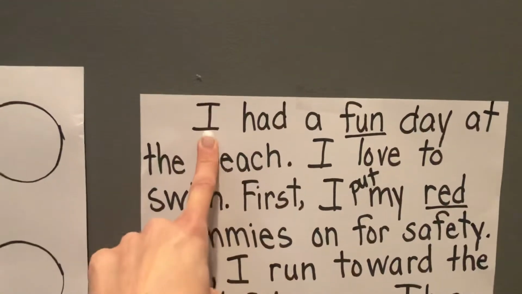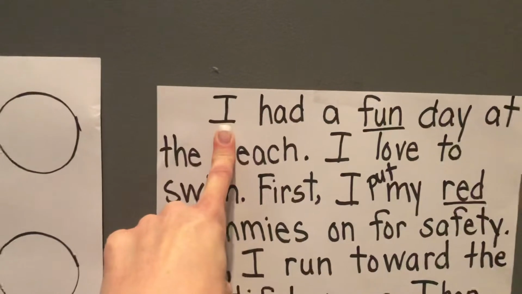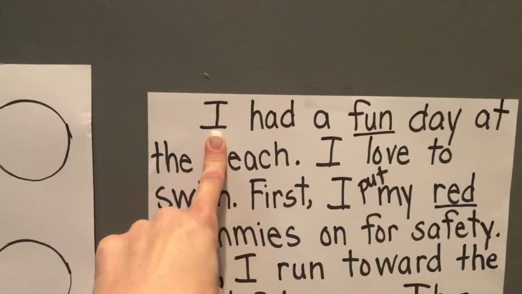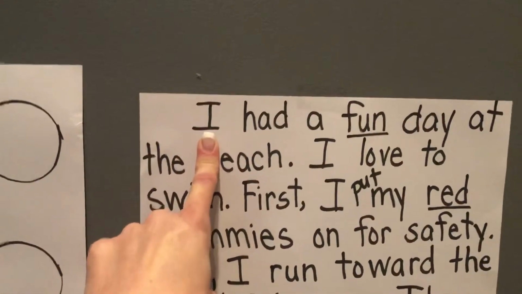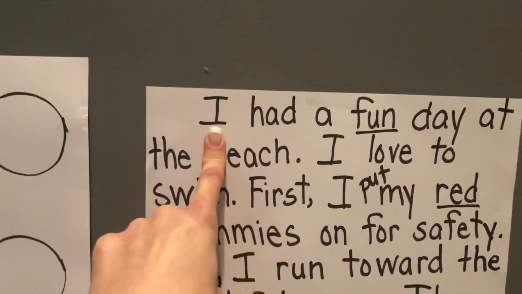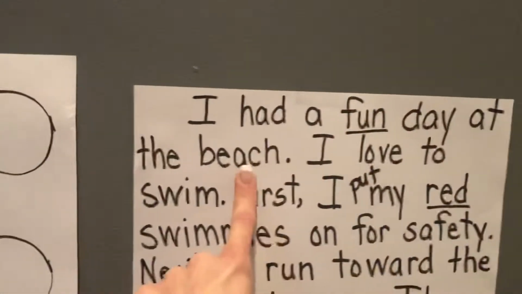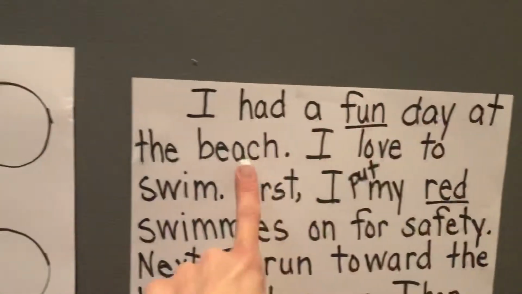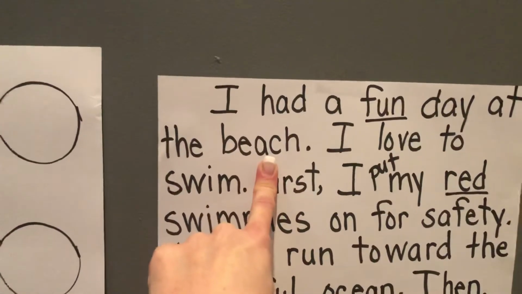So the subject is who or what the sentence is about. And when you refer to yourself, when you're writing, you write I, okay? Then what did I do? It's the action, which is the predicate. I had a fun day at the beach. Had a fun day at the beach is your predicate. That's what I had, okay?